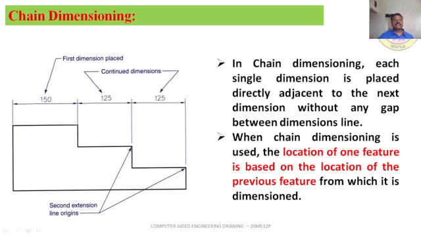You can see here chain dimensioning. In chain dimensioning, each single dimension is placed directly adjacent to the next dimension without any gap between dimension lines. When chain dimensioning is used, the location of one feature is based on the location of the previous feature from which it is dimensioned. So this is the first dimension placed, then this is the second extension line origin, these are the continued dimensions. So all dimensions must be in line with the first dimension in this method.